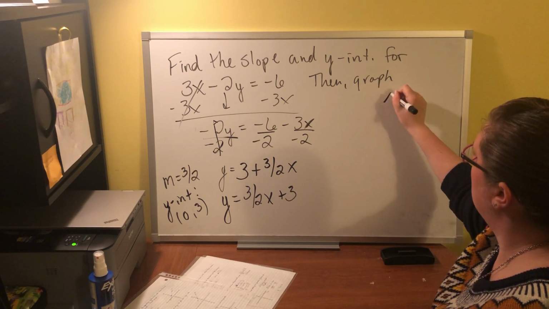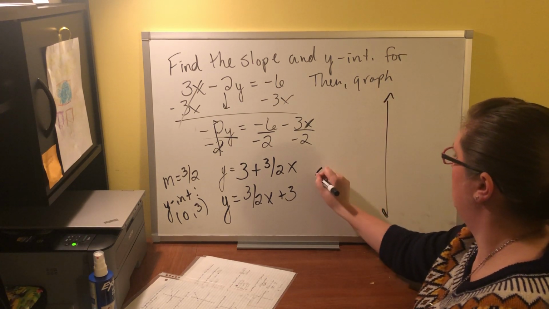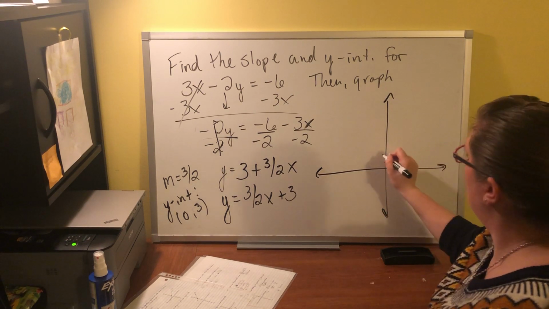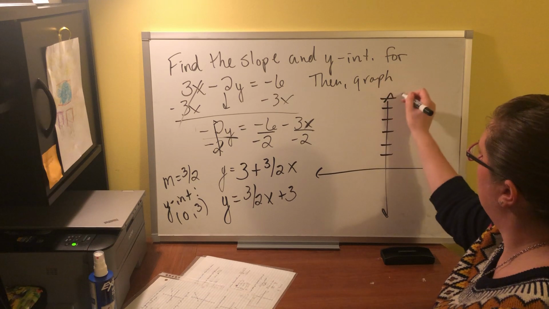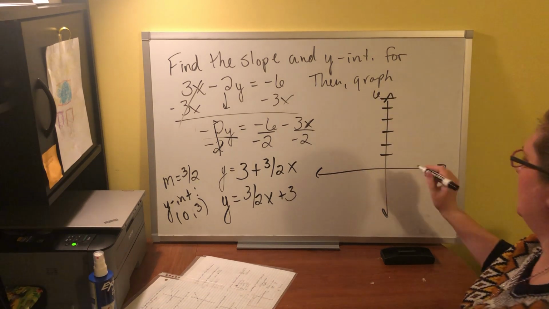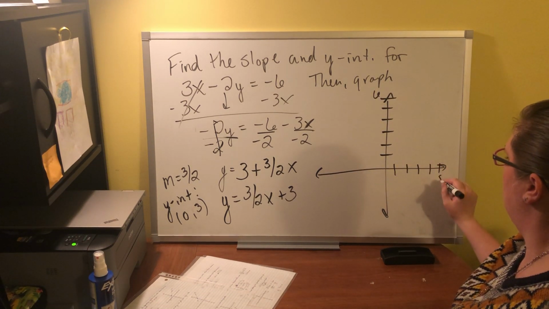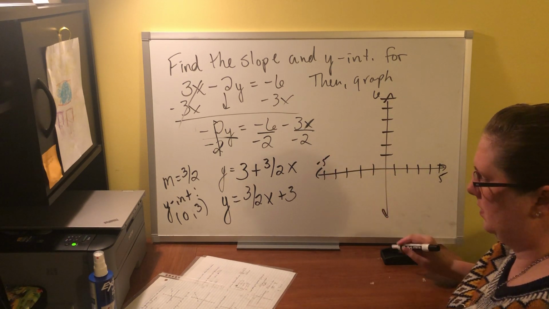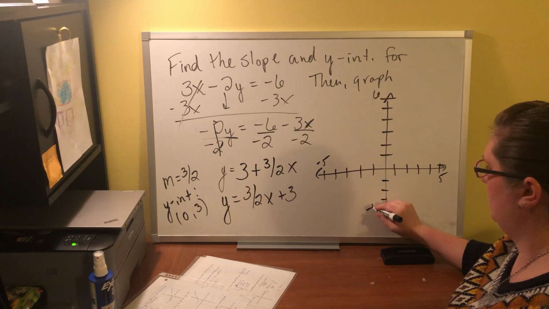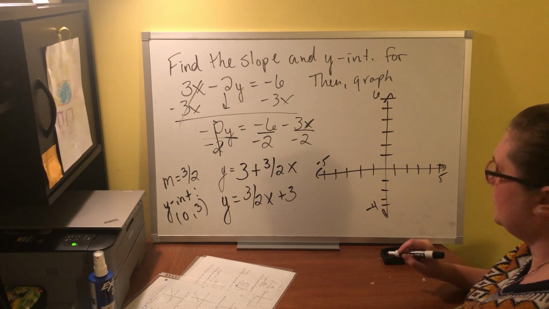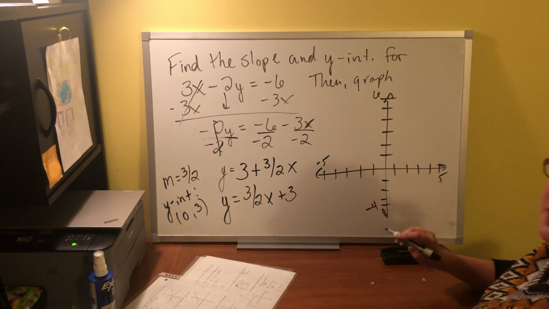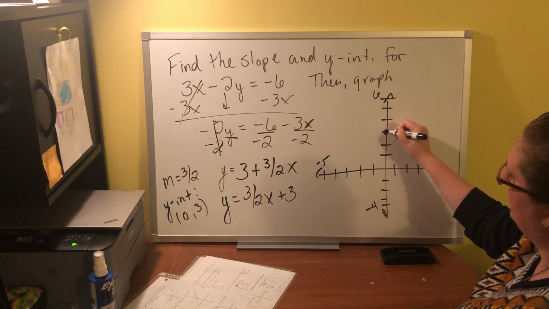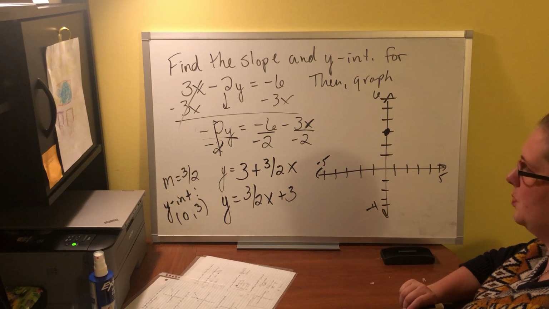Let's see. All right, we need at least 6 for this one. Everywhere else it doesn't matter. All right, so now we're going to go ahead and graph the y-intercept first. So the y-intercept 0, 3, so we're going to the right and left 0. We're going up 3. There's our first point.